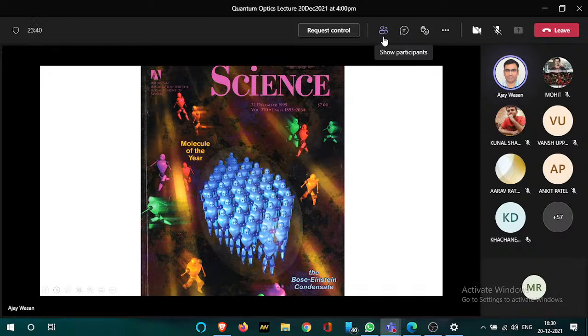I'm just showing this paper published in Science. It was 1995, when BEC was made by Eric Cornell and group. You can see here, they are showing some atoms marching in lockstep. What marching in lockstep means, I will show you in the coming slides. The more I compare, the clearer things will be to you.